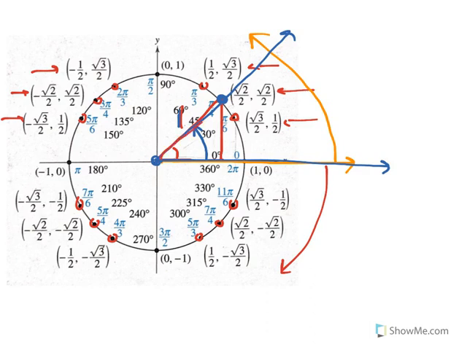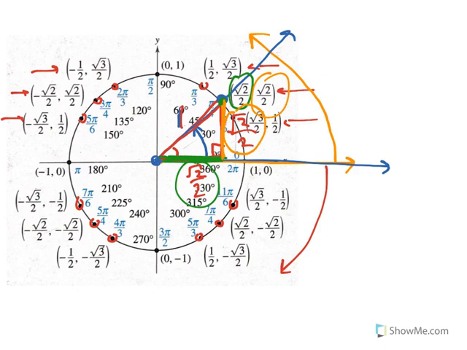So what you have here is the 45-degree, 45-degree, 90-degree special right triangle that we just saw in our previous lesson. And we know from that lesson that the lengths of these two sides are square root of 2 over 2. So the x-coordinate of this point on the unit circle would be the length of this side of the triangle, which would, of course, be square root of 2 over 2. And the y-coordinate of this point on the unit circle would be the length of this side of the special right triangle, which would also be square root of 2 over 2.